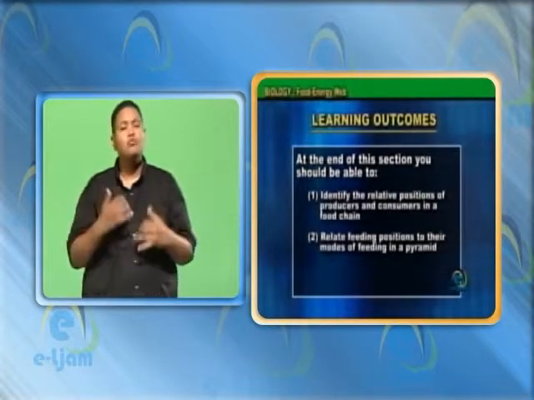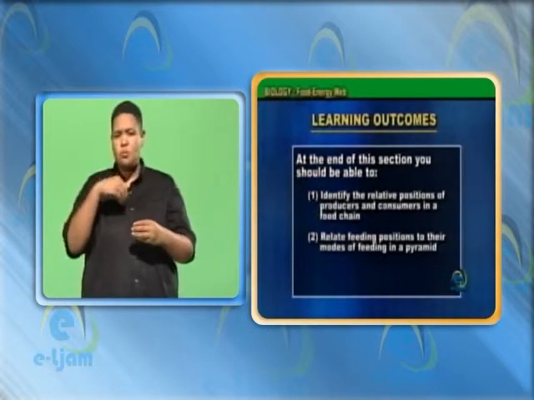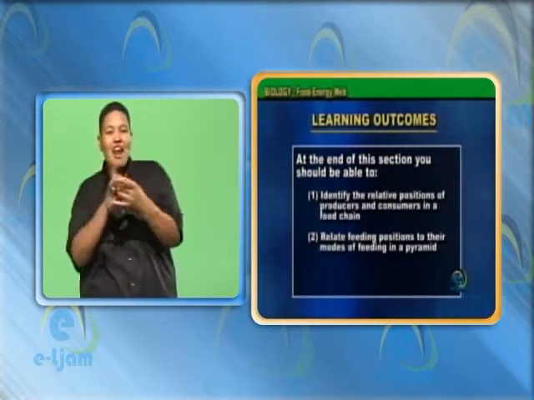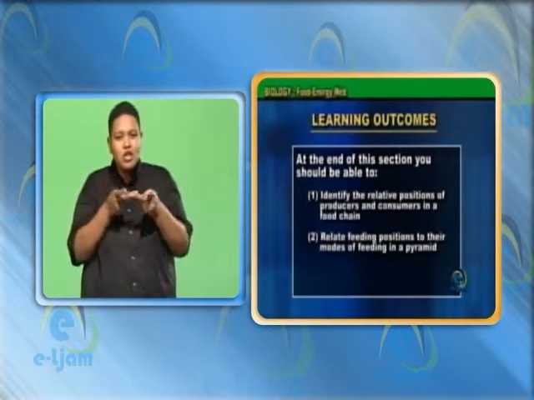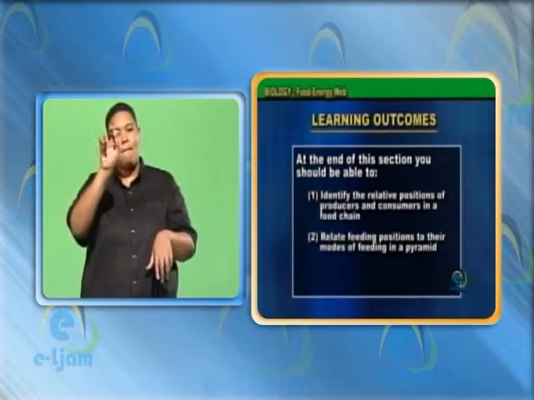Let us now identify the relative positions of producers and consumers in a food chain and relate feeding positions to their modes of feeding in a pyramid.